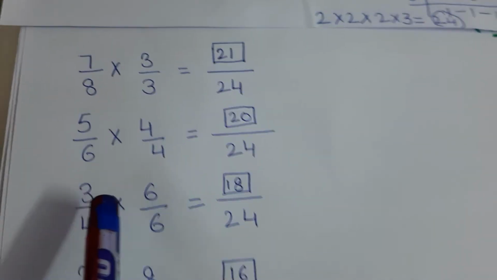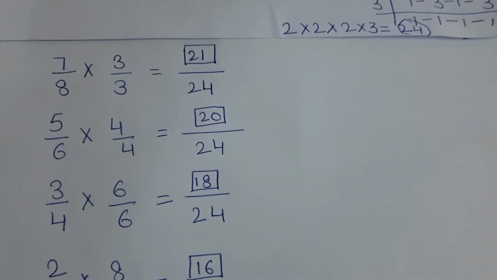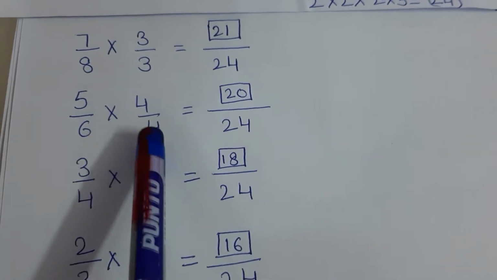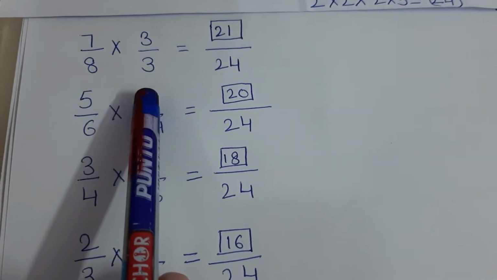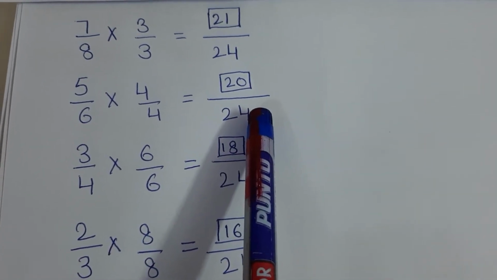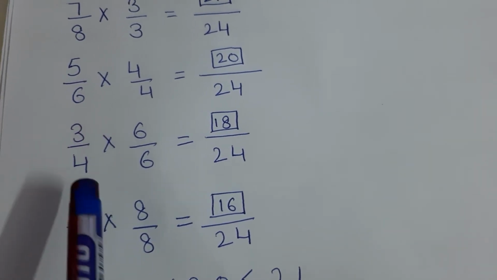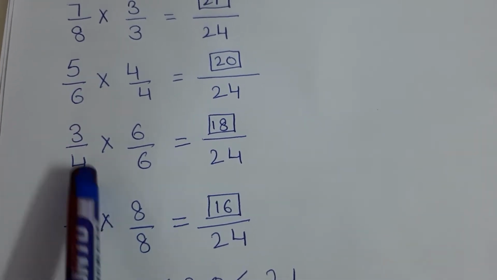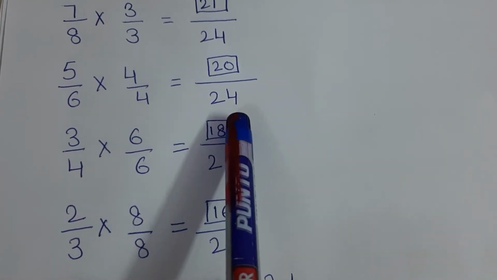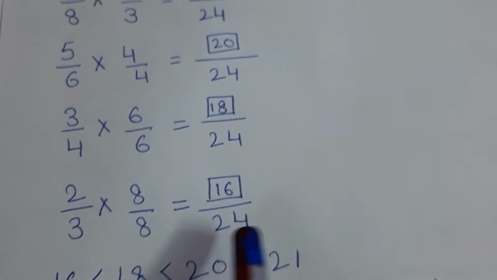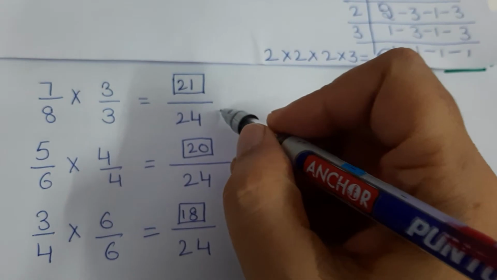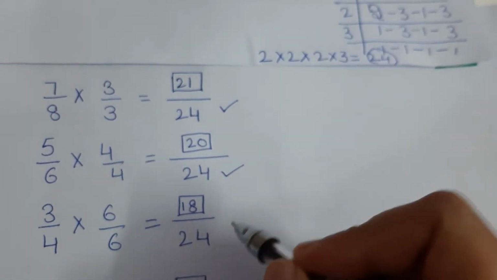So like this we will take all the fractions one by one. So 5 by 6, but denominator is 24. So 4 with numerator, 4 with denominator. So we are getting 20 by 24. Similarly 3 by 4. So we know this fraction and we know the denominator, so we can find numerator easily. Similarly here. So now you can see in all these fractions denominators are same.